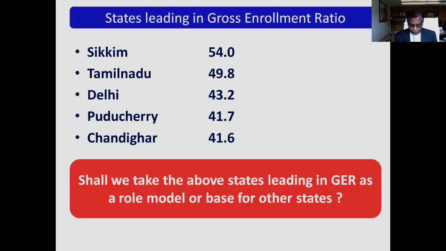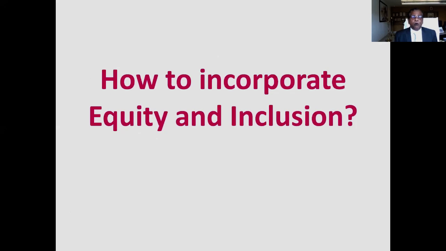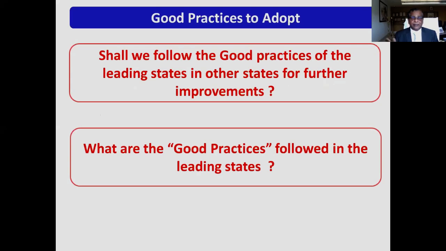So we have to look into the strategy of the relation between the regulatory bodies, which is the cloth of the umbrella, and the umbrella bars, that is the state government. The state government's nominated statutory body has to nominate the people to work with these regulatory bodies to prepare a strategy which can be easily implemented by all the states. Now, how to incorporate equity and inclusion? The good practices to adopt. Shall we follow the good practices?